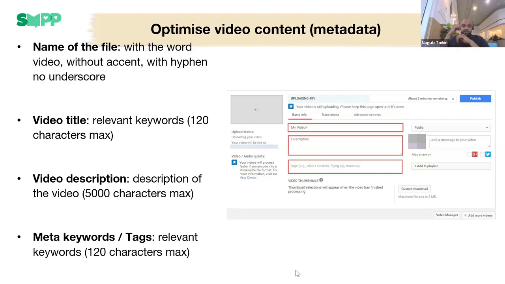The three things, as we talk about the metadata, are the video title with relevant keywords, the video description, and the meta keywords or the tags, right? The hashtags. A few people mentioned that as well already. So those are the three things that we're going to focus on. We're going to do the exercise after the break together to see practically how we optimize a video title.